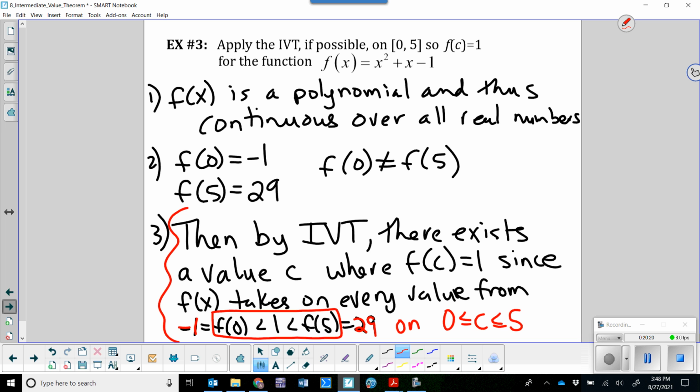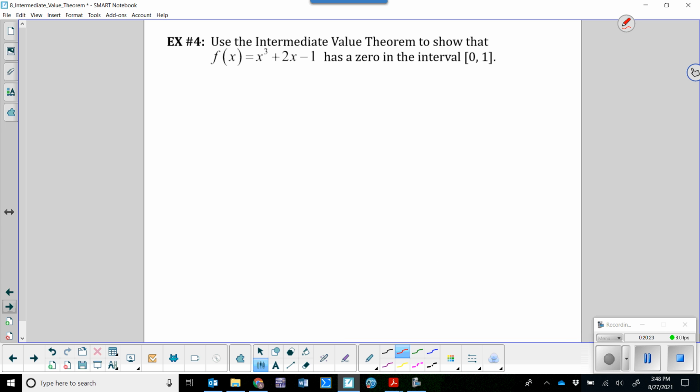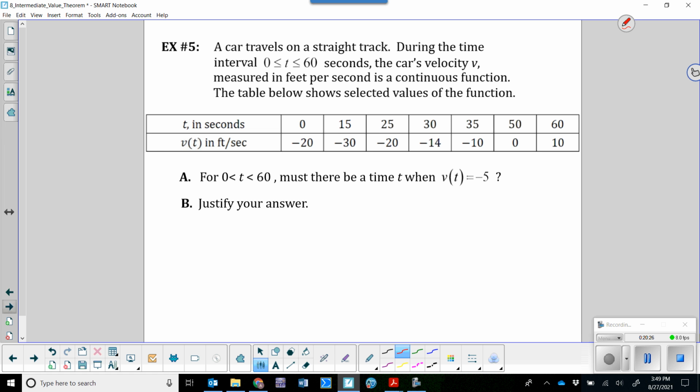All right, so let's skip this next one, and we're going to actually go to example number 5. And then we'll probably do the last parts of the notes in class. So this is the last part of the video here. All right, so a car travels on a straight track. During the time interval from 0 to 60, the car's velocity measured in feet per second is a continuous function. Of course, we know that. If something's driving, the velocity is going to be continuous. The table below shows selected values. So they figured out the velocity at all these various times. Okay, so t is in seconds, velocity is in feet per second.